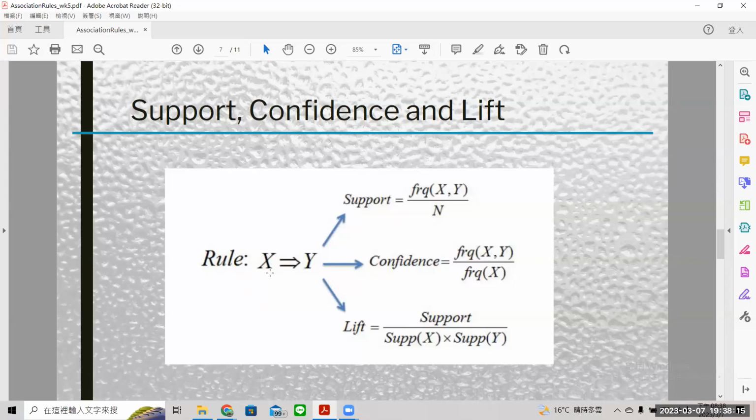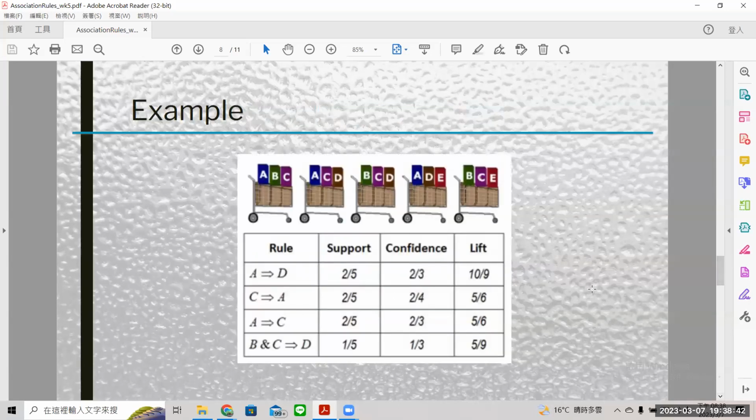And of course, most of the time we focus on this one, right? We are very interested in, if my assumption, my reasoning from X to Y exists, how much support, how much confidence, and how much lift. So using the formula, we just define overlay. Actually, you can see there are 4 rules here.